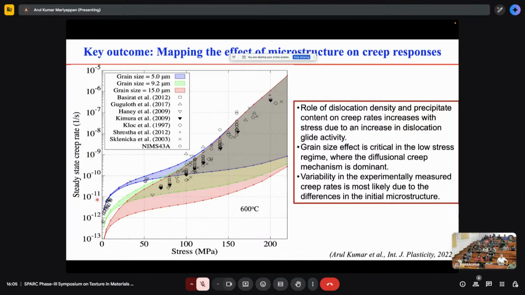More importantly, the symbols that I have are data from different literatures. We can say that, okay, from group to group, we may have variation. But I'm going to consider only one group, called the NIMS database from Japan. That is circle one. If you look at it carefully, we have a large variation in the creep responses from the same group. Why is it so? We can now explain or rationalize it: even with slight differences in the initial microstructure of samples, we may have a significant variation in the material response at the end of the day. So that can be rationalized with this kind of approach.